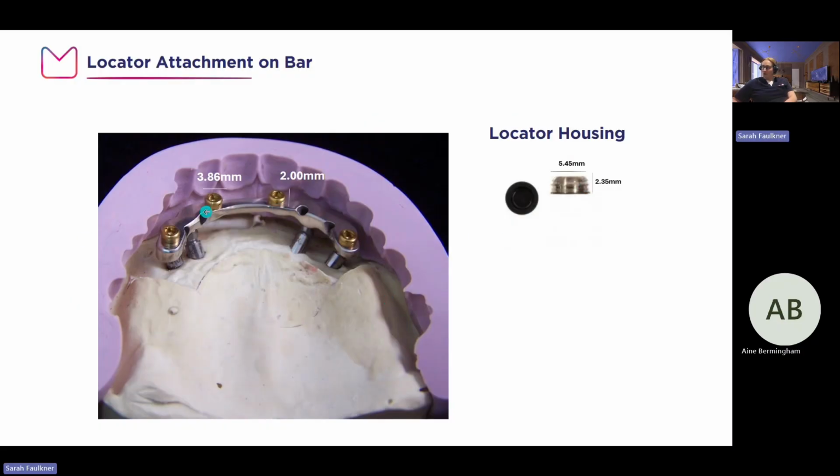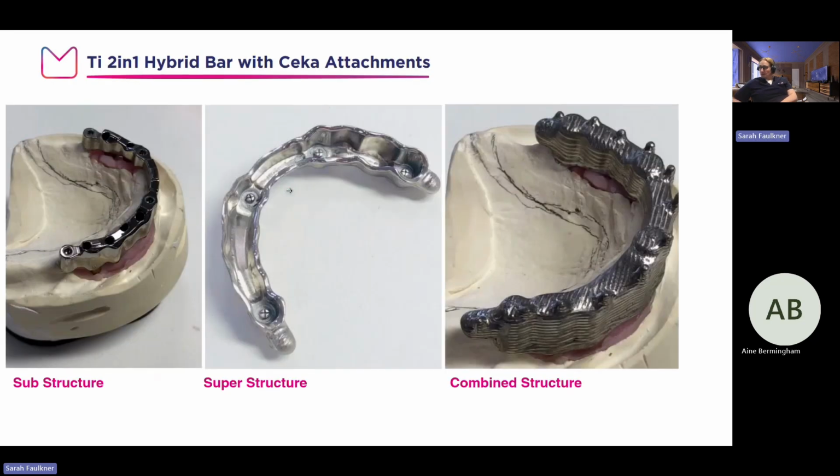So here we are looking at that, even though the actual locator itself is 2 millimeters, realistically it will be 5.45 because we need to get the retentive housing on there. Plus we need to get acrylic and the denture tooth as well. This is getting a little bit more complex, needing a quite substantial amount of vertical height. So these are 2-in-1 hybrids, or the two-part.